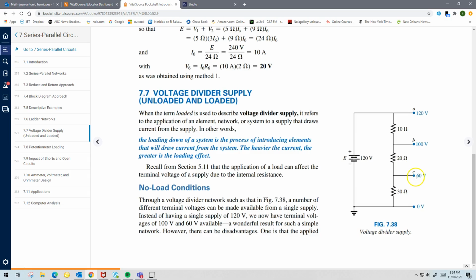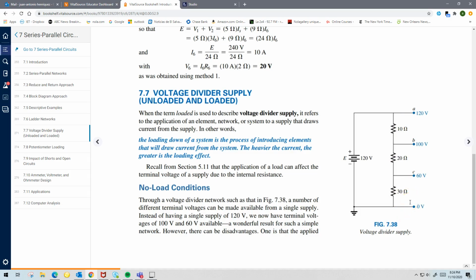See? So 60, I'm sorry, not 60. This voltage here is going to be 30, right? This resistance divided by the total resistance, which is 60, right? Times 120. So 30 divided by 60 gives you 1/2. 120 times 1/2 gives you 60. See? So this is a voltage divider circuit, as you can see, right?